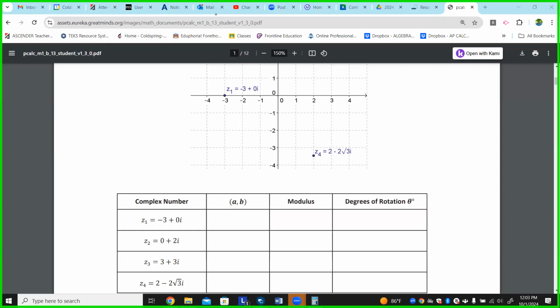I can hear anyways. All right, so I think most of y'all answered the first two columns pretty easily, pretty straightforward. What would you call the coordinate of -3 comma -3 plus 0i? Page 53. Okay. What is the coordinate for 0 plus 2i? What is the coordinate for 3 plus 3i? What is the coordinate for 2 minus 2 square roots of 3i?